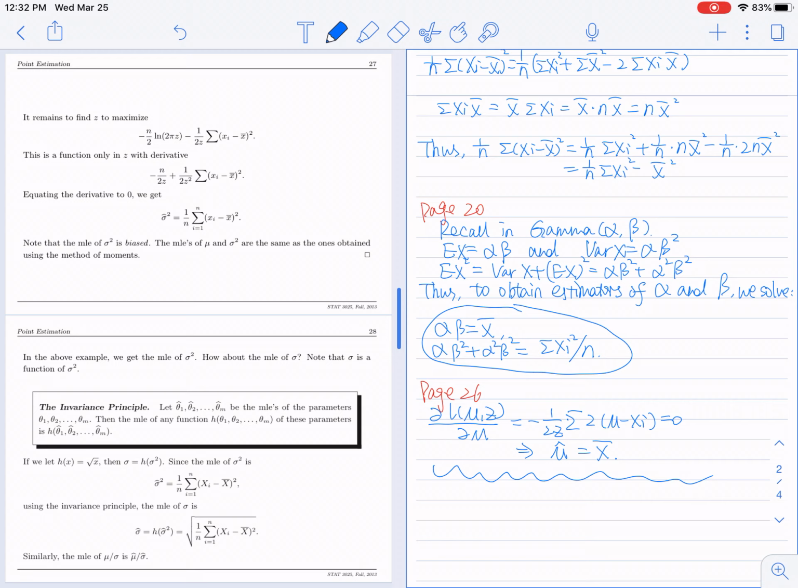As we can see here, we have the MLE of sigma square equal to the sum of squares divided by n, right? So by the invariance principle, the MLE of sigma will be equal to the square root of sigma square hat. And similarly, the MLE of mu is x bar, right? And then the MLE of mu divided by sigma will just be equal to x bar divided by sigma hat.